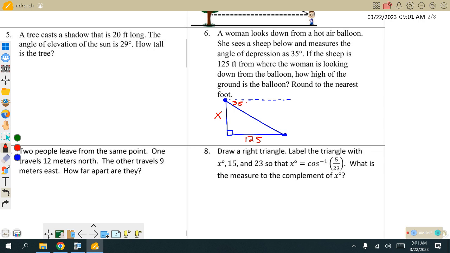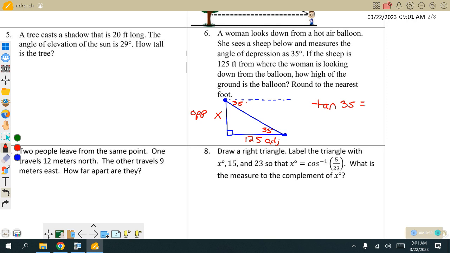Now, I'm going to bring that 35 degrees in, because if that sheep looks up and sees that balloon, it's at the same measure. It's an angle of elevation from the sheep's perspective, and it's the same thing. Stand at the 35 degrees, and let's label that out. What does the X represent? And what does the 125 represent? And what do we have? Sine, cosine, or tangent? You will end up with just a lot of tangents.